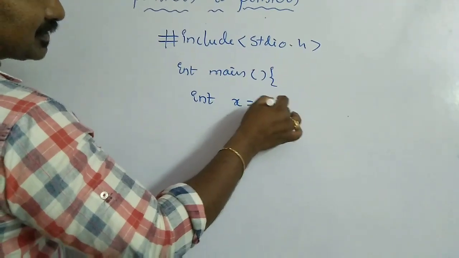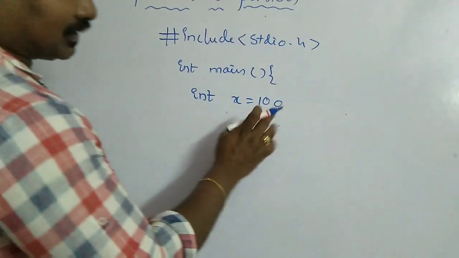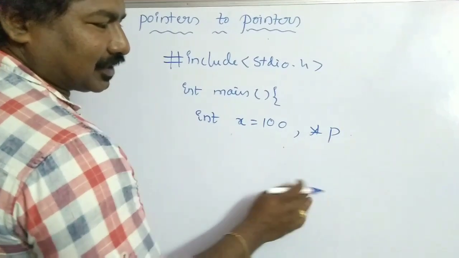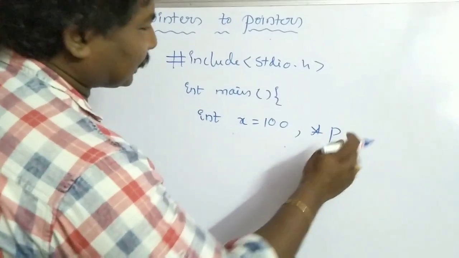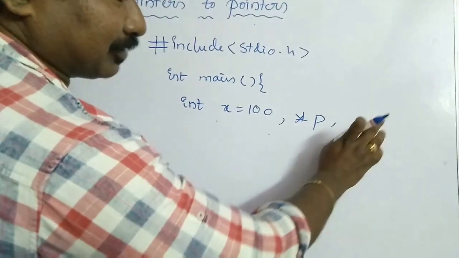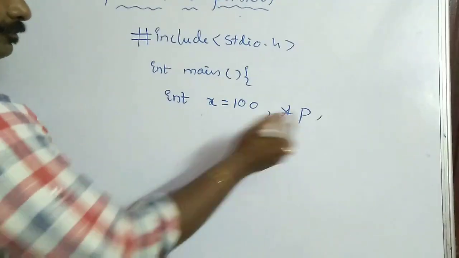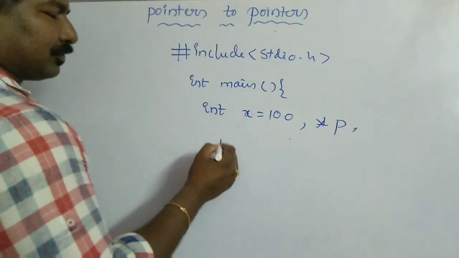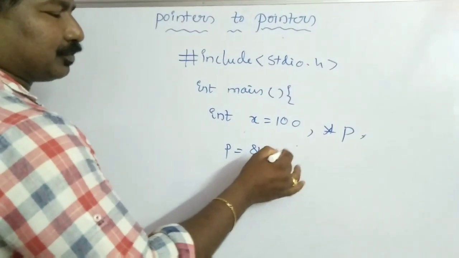I'm just taking the previous example, where I am declaring x with a value 100 and I'm declaring a pointer *p. I want to declare some other variables, so I'm leaving it open, not closing it. What we have done previously is we have assigned the address of x to p.